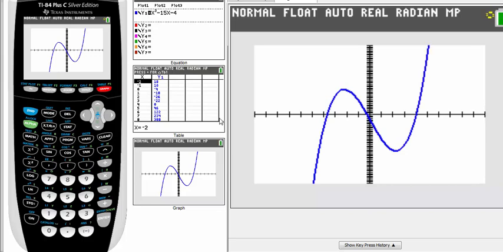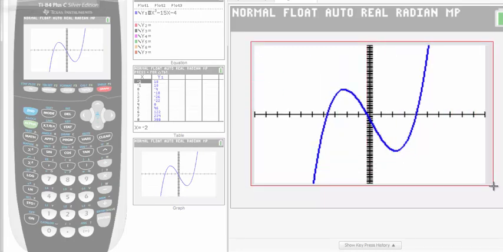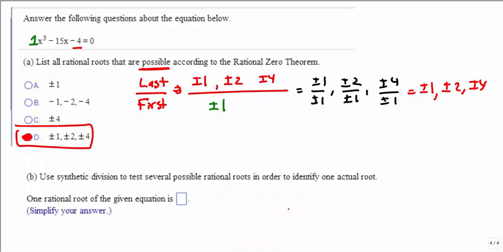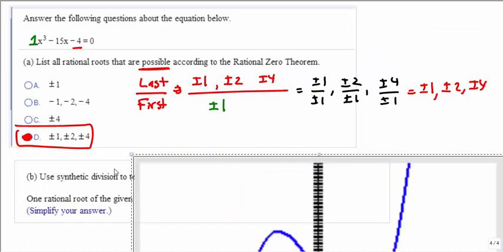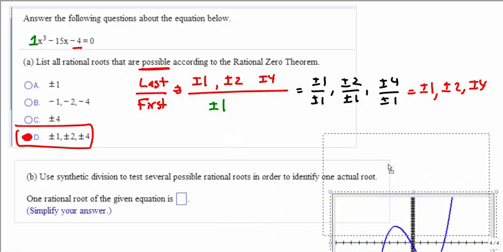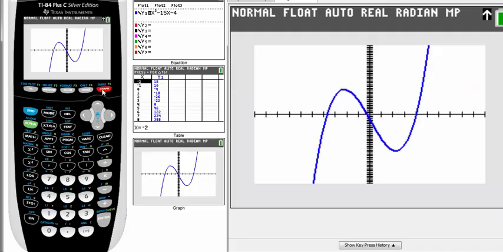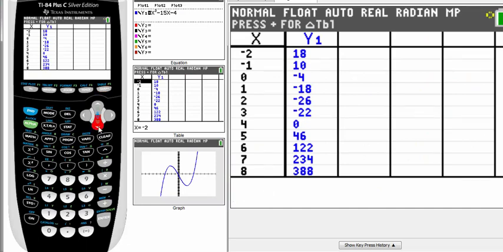Okay, so I see I have 3 roots. One of them definitely looks like it's an integer solution. And of course we can use second calc on our calculators to try and find that. And we'll look to see how we can come up with that value. So on your calculator, you would go second table, and we thought 4 was a root. And we can see pretty clearly here that if x is 4, y is 0, so 4 is definitely my integer solution.